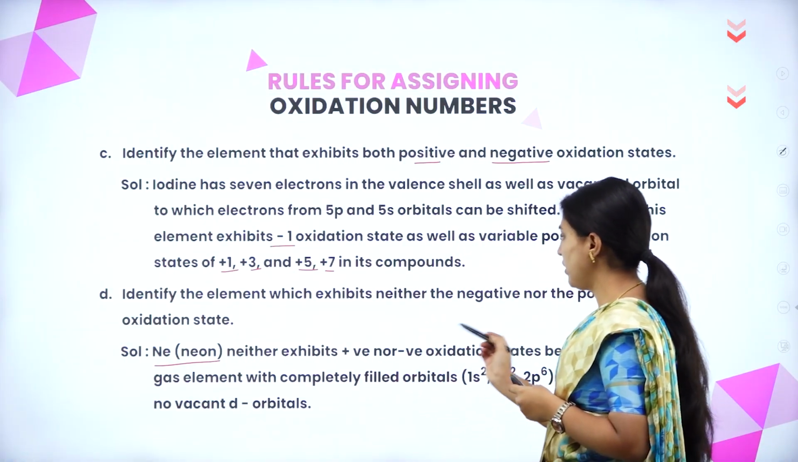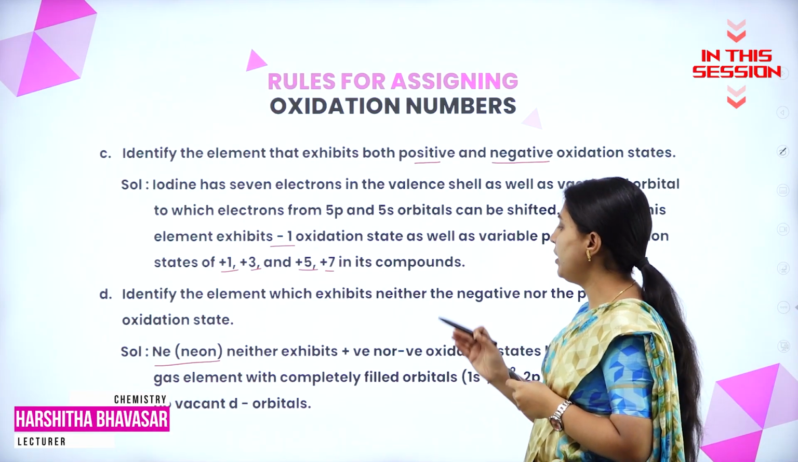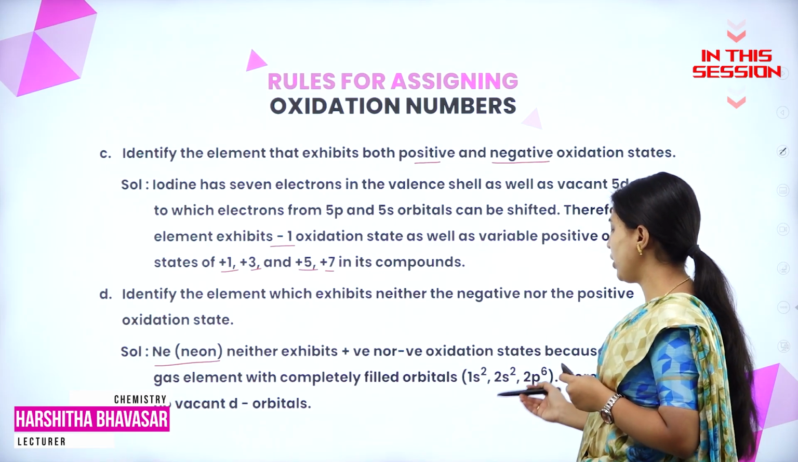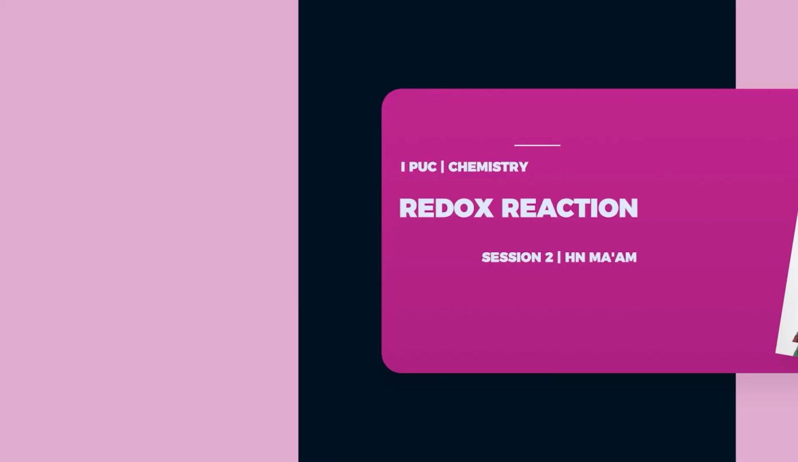Neon exhibits neither a positive nor a negative oxidation state because it is a noble gas element with completely filled orbitals, that is 1s2, 2s2, 2p6. Moreover, it has no vacant d orbitals.